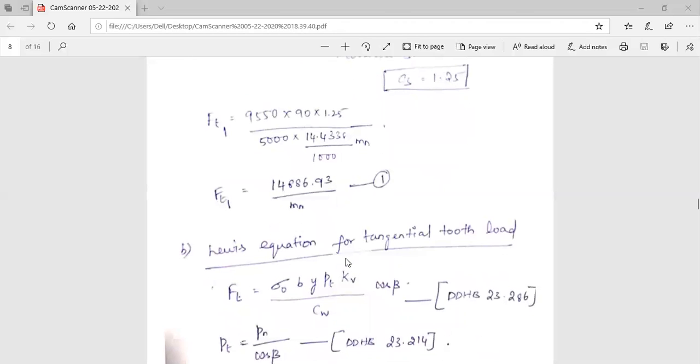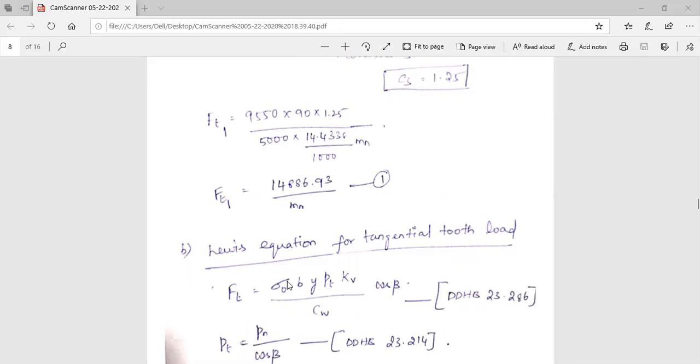After that, using the Lewis equation, you also have to find the tangential tooth load. For the Lewis equation for tangential tooth load, the formula is given in the data handbook, equation number 23.286. They give a formula for the tangential tooth load using the Lewis equation, that is Ft is equal to sigma naught B pi mn Y' divided by Cv multiplied by cos beta.